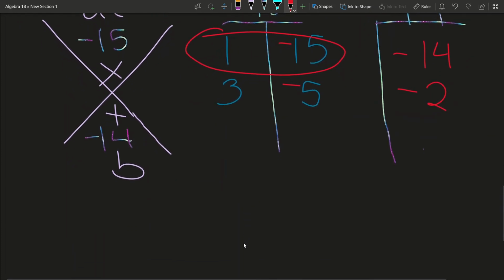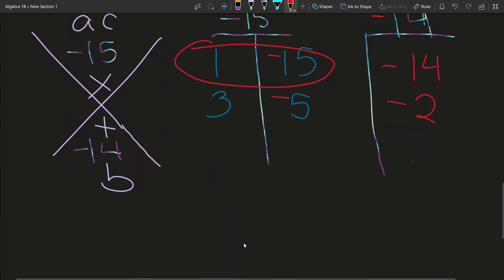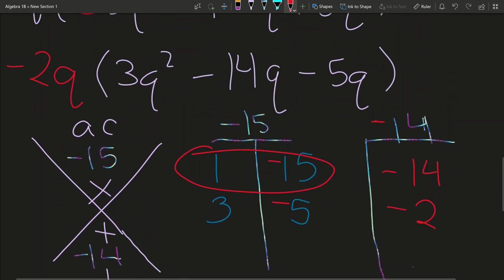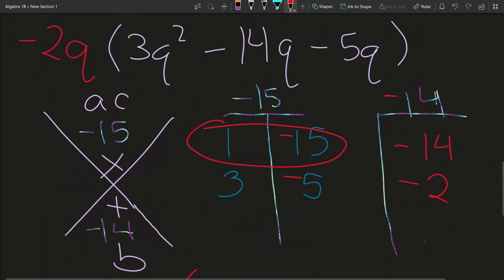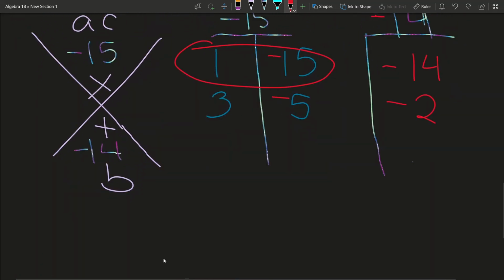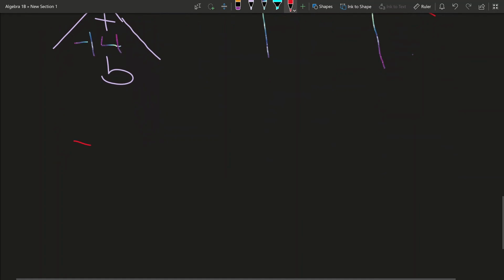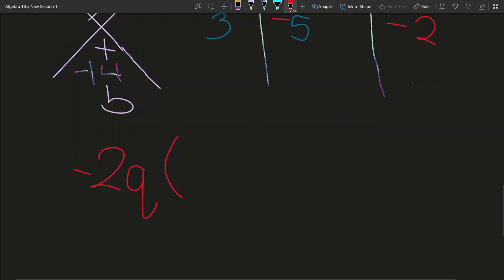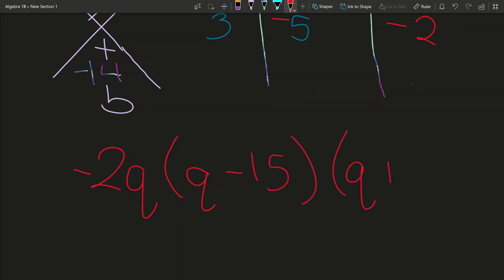So now we're going to create our equation. Remember, we need to include whatever was here in the beginning. So we need to bring down this negative 2q. Let's do this a little bit over here actually. Negative 2q times q minus 15 times q plus 1.